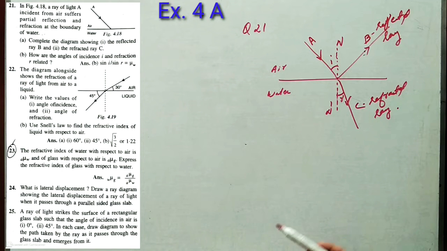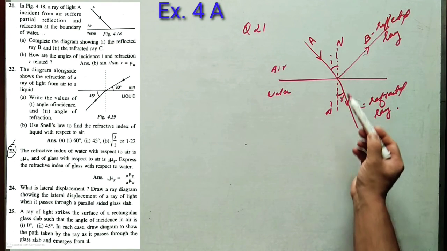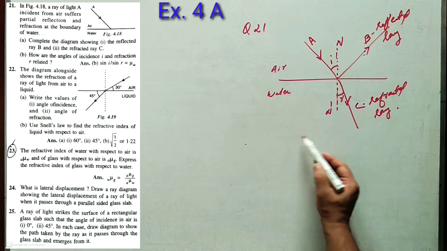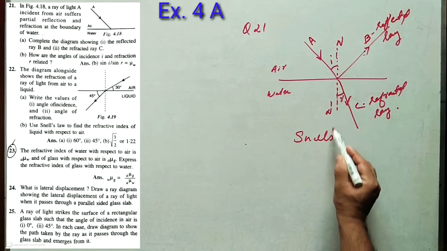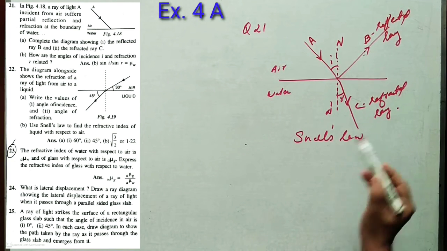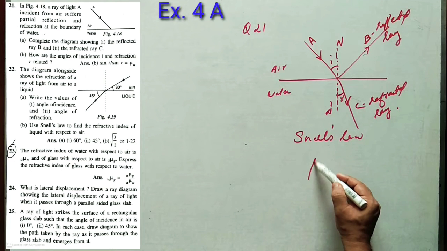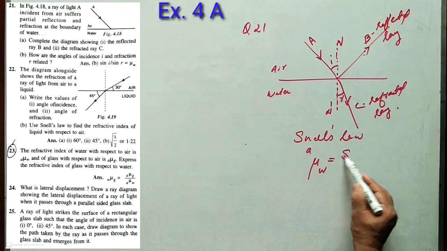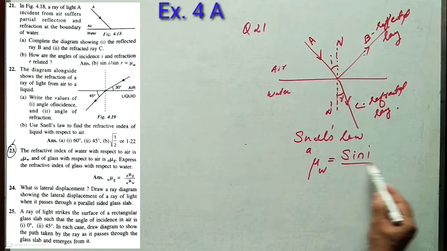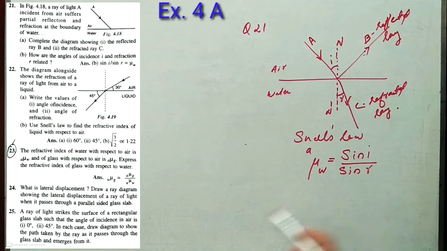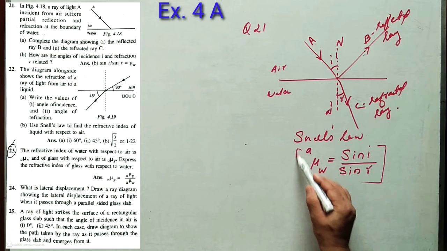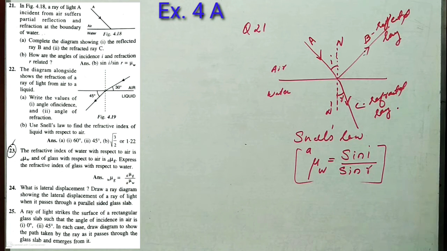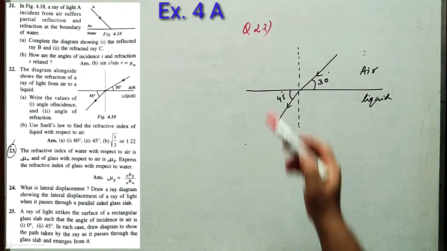refraction. As you know, the relation between angle of incidence and angle of refraction is given by Snell's law. Snell's law states that the refractive index of water with respect to air is equal to the ratio of the sine of the angle of incidence to the sine of the angle of refraction. So this is the relation. So we can state it very clearly. So that's all. Clear?